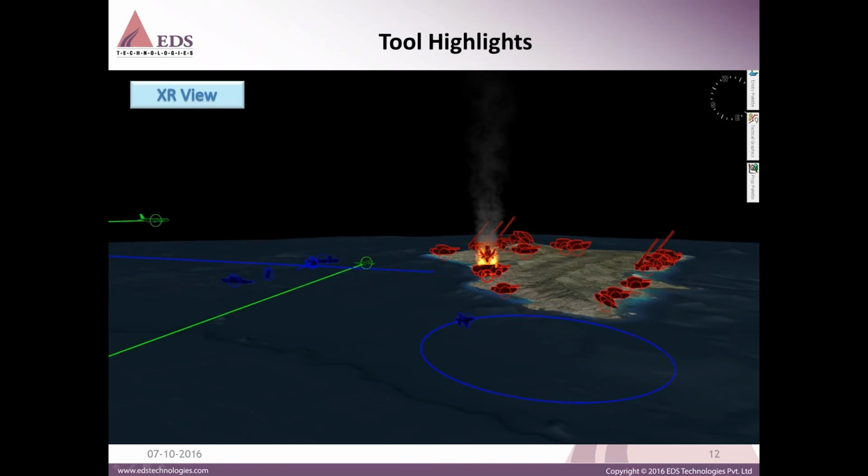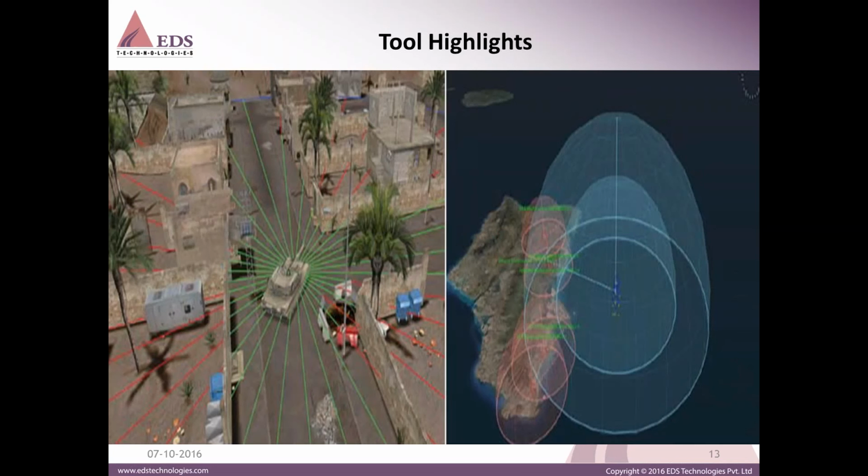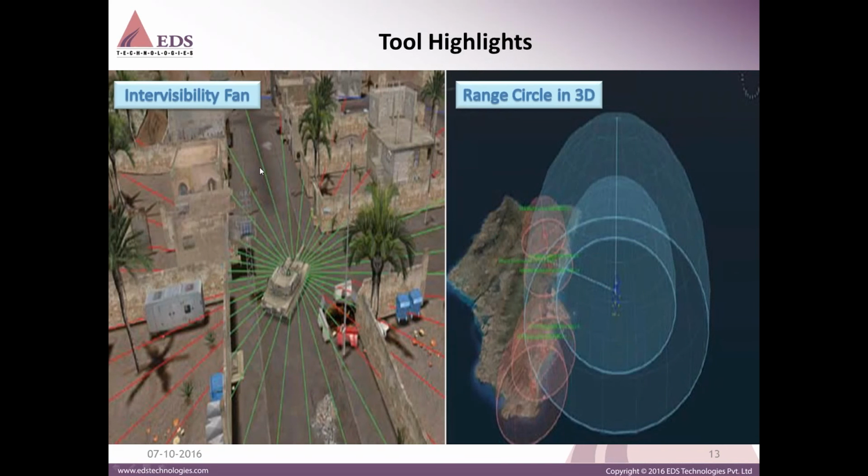Next we have a very good feature, the intervisibility fan. In the intervisibility fan you can see this green and red part. The green part is in your LOS range, line of sight range. The part with red lines means you're not able to see beyond that object, so it is not in your LOS range. If you're not seeing any target because of a building or terrain, you cannot even target them. But if they are in LOS range, yes, you can directly hit the targets.